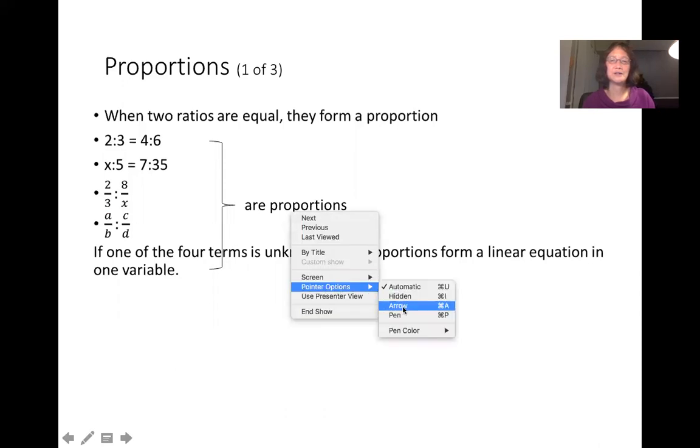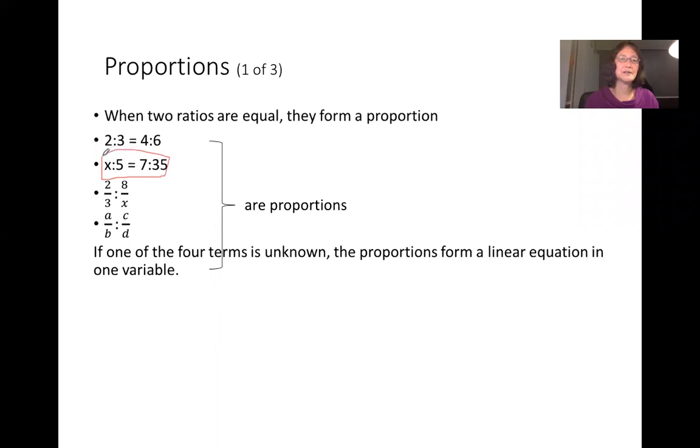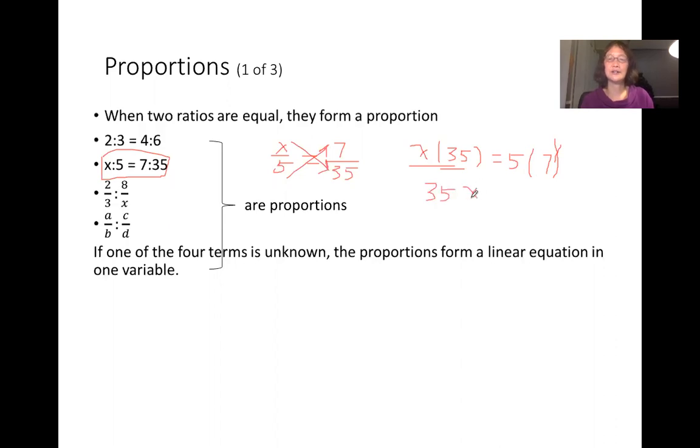Okay, we are here. So now we are talking about this one. X to 5, I can write in this format, and 7 to 35, I write in this format. If you want to solve for X, you use cross multiplication. So X multiplied by 35 equals 5 multiplied by 7. Usually we write the number first, then the letter. So this is also 35x equals 5 multiplied by 7, which is 35. So what is x? X equals 35 over 35, which equals 1.